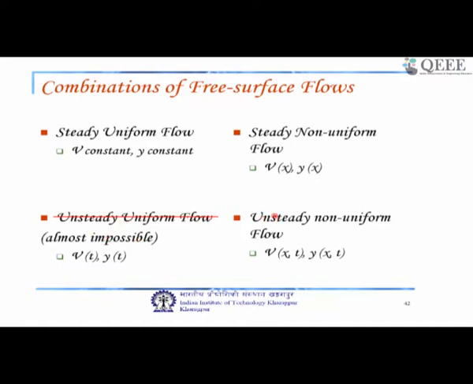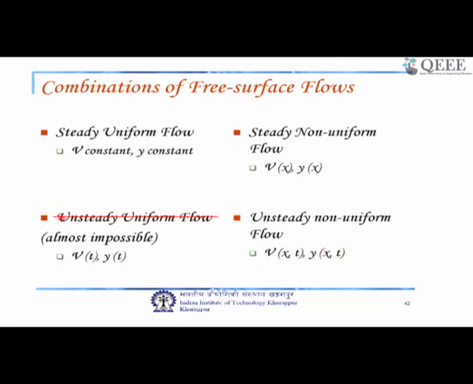Another case is unsteady non-uniform. That means unsteady means it represents time, that means time varying quantities, at the same time space varying quantities. So, velocity is a function of space and time, that means v as a function of x comma t, y depth of flow that is x comma t, that means y is also varying with space and time.